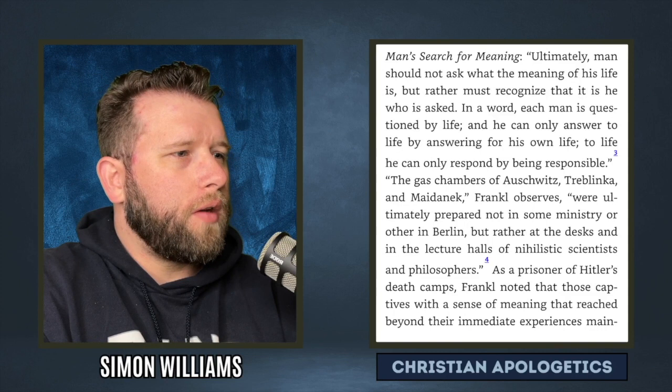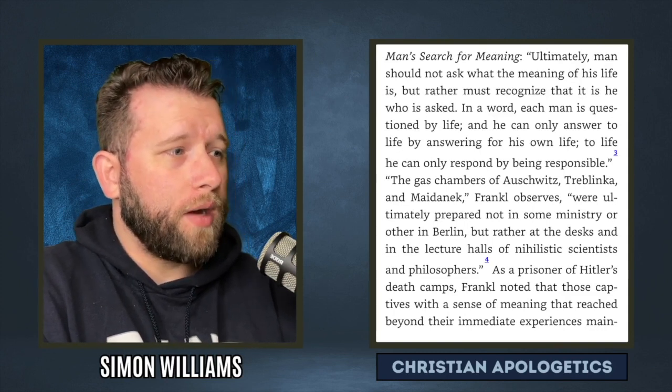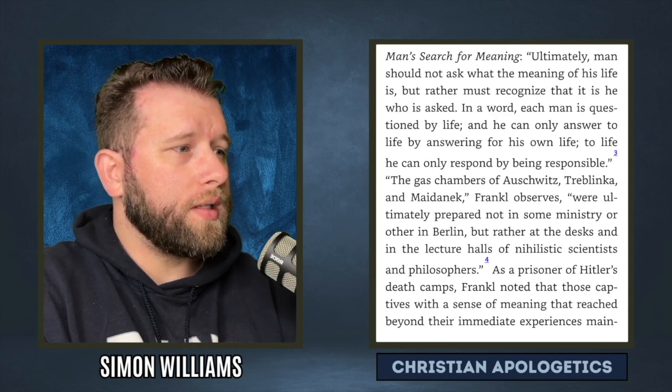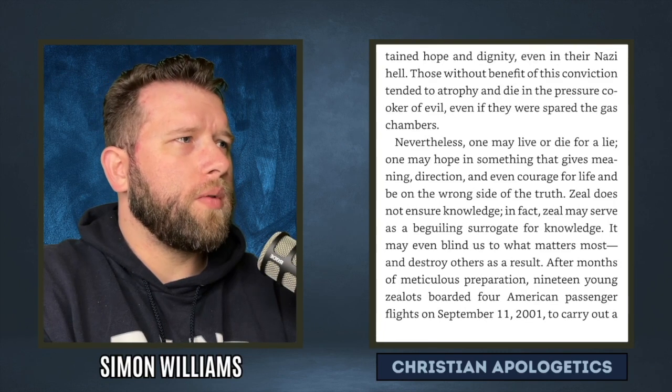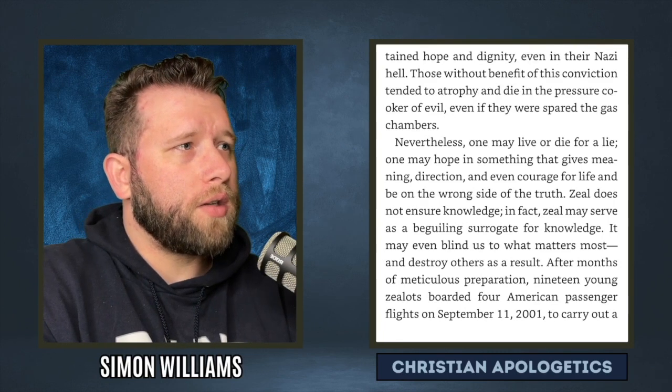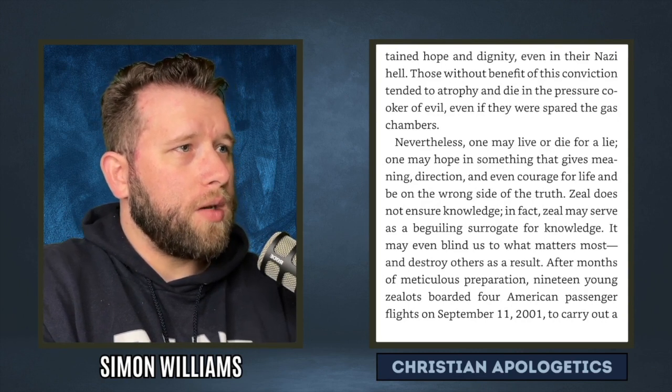The gas chambers at Auschwitz, at Treblinka, and Majdanek, Frankl observes, were ultimately prepared not in some ministry or other in Berlin, but rather at the desks and in the lecture halls of nihilistic scientists and philosophers. As a prisoner of Hitler's death camps, Frankl noted that those captives with a sense of meaning, that reached beyond their immediate experiences, maintained hope and dignity even in their Nazi hell. Those without benefit of this conviction tended to atrophy and die in the pressure cooker of evil, even if they were spared the gas chambers.